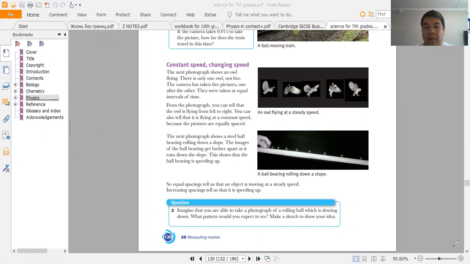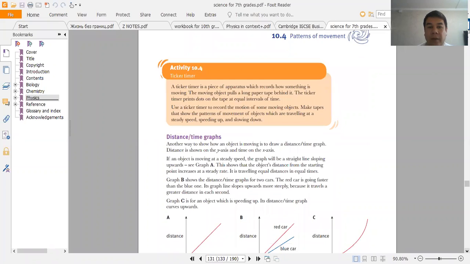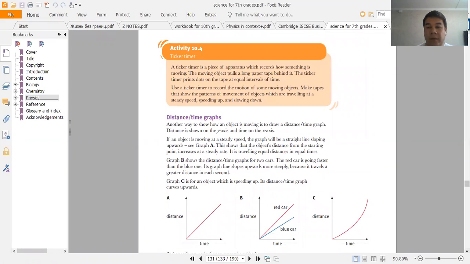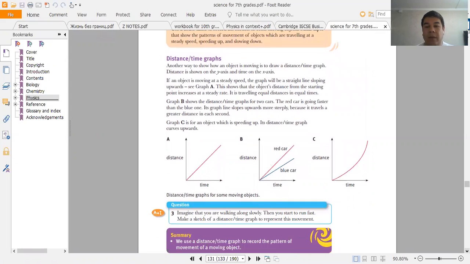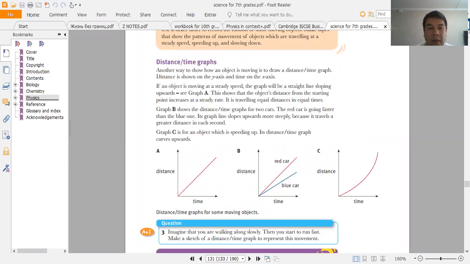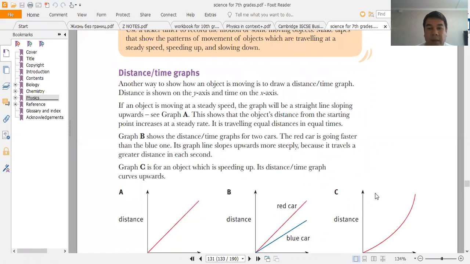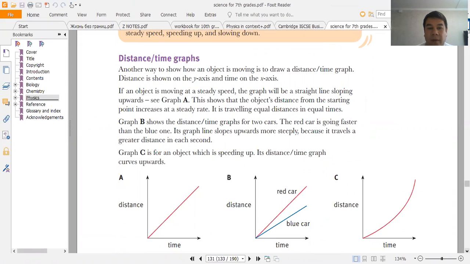We will continue with the next topic. In the next, we have the distance-time graph. Dear students, please pay attention to the graphs here. We have three different graphs: A, B, C. First, let's talk about graph A. When we talk about graph A, here we have a small explanation.